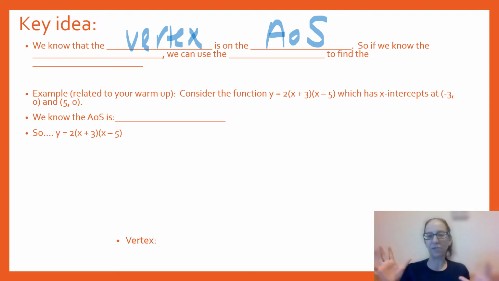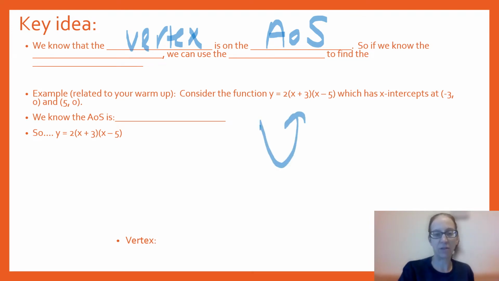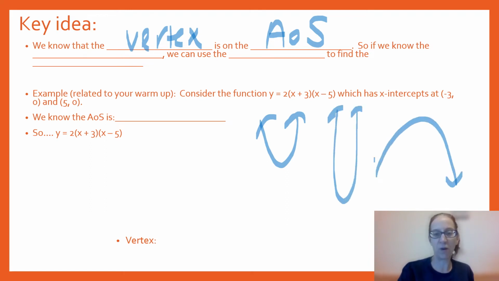Okay, now if you're like, wait a minute, how do I know the vertex is on the axis of symmetry? Let's do some little graphs here. We'll do a skinny parabola and we'll flip one over. Remember what the axis of symmetry is. This is why vocabulary is so important. The axis of symmetry is the vertical line that runs right down the center of the parabola. And where is the vertex? The vertex is right in the center of the parabola.